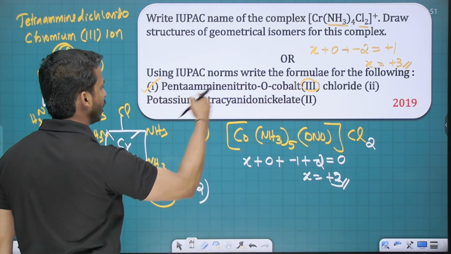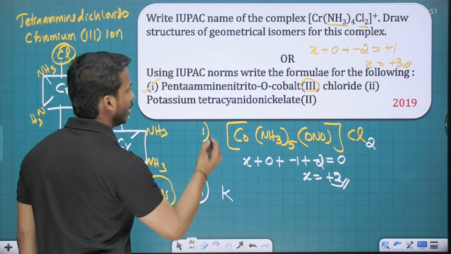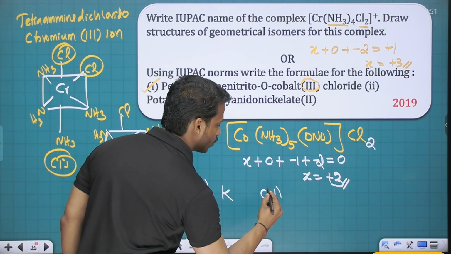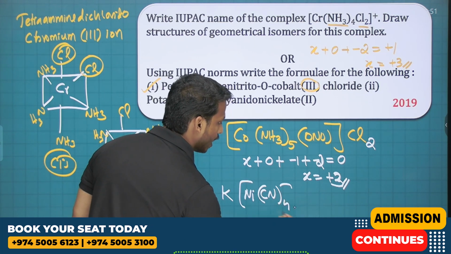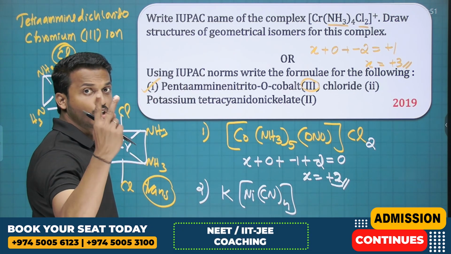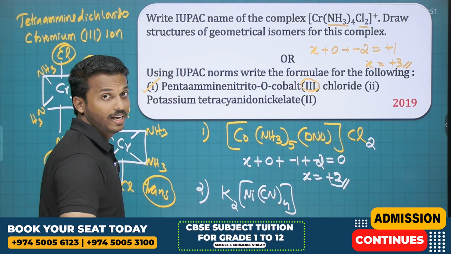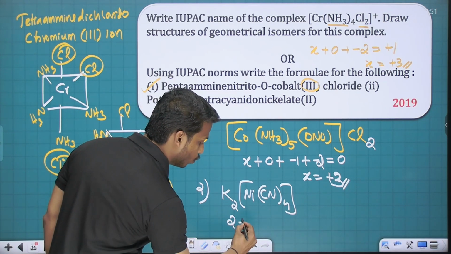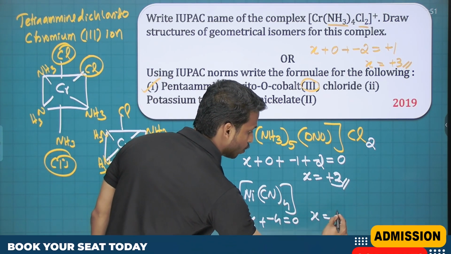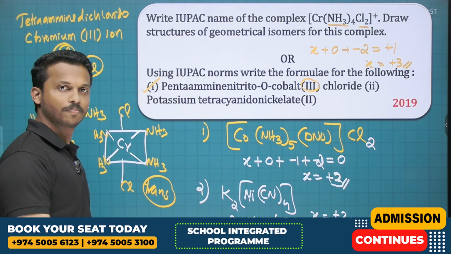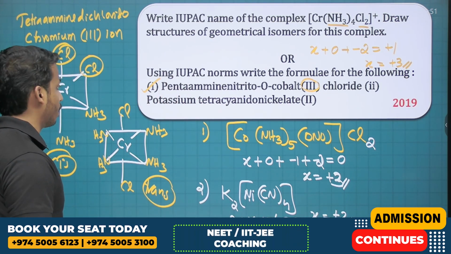Second question, potassium. Potassium is K. Tetracyanide. I think we did this question before. Tetracyanonickelate, Ni. Okay? Overall charge you want to make it 2. I think we need 2 potassium, my dear. Check it all. So, 2 potassium, 2. Nickel X, 4 minus 4 equal to 0. Yes, X is equal to what? Plus 2, correct. So this is the formula of the complex.